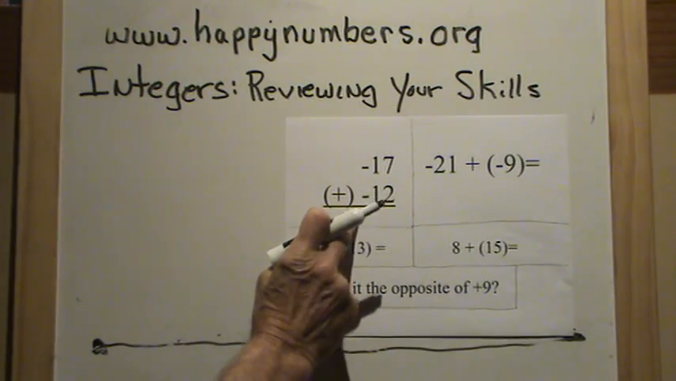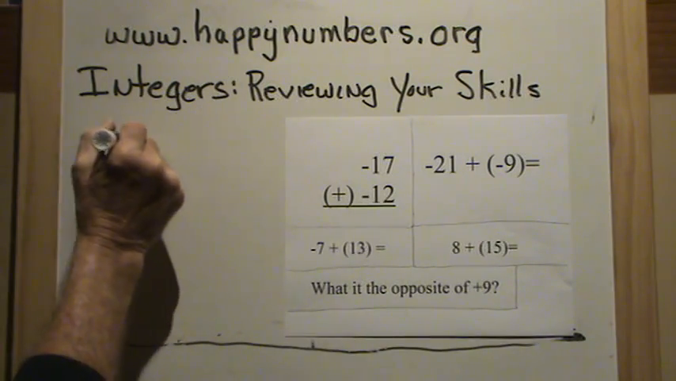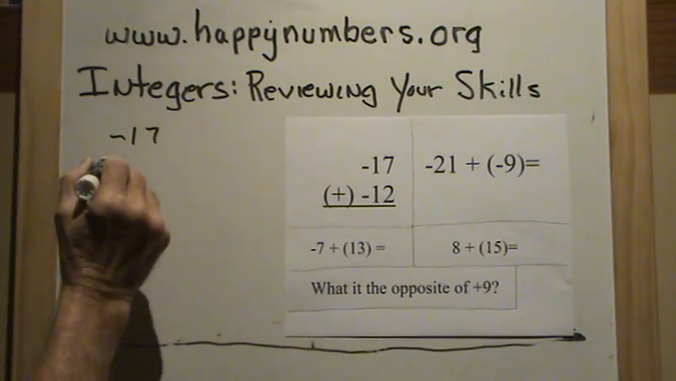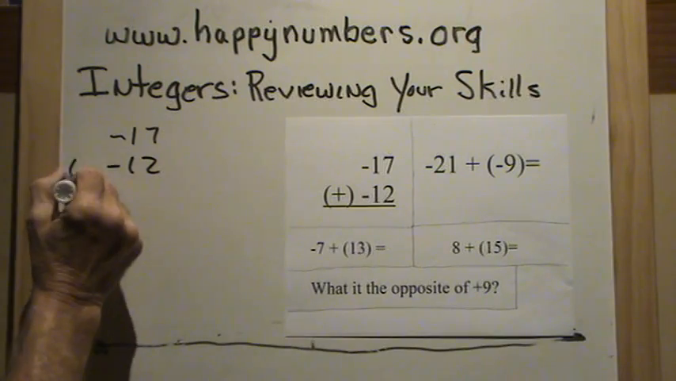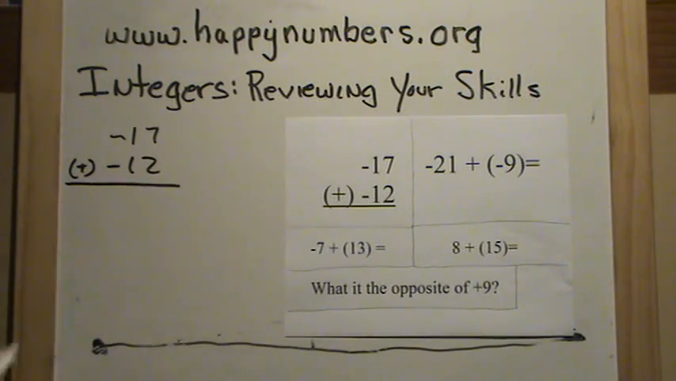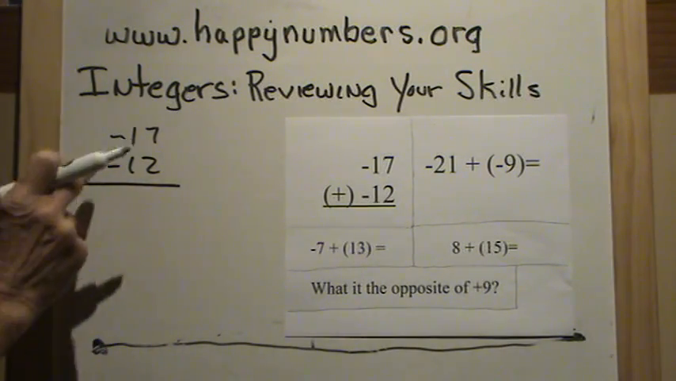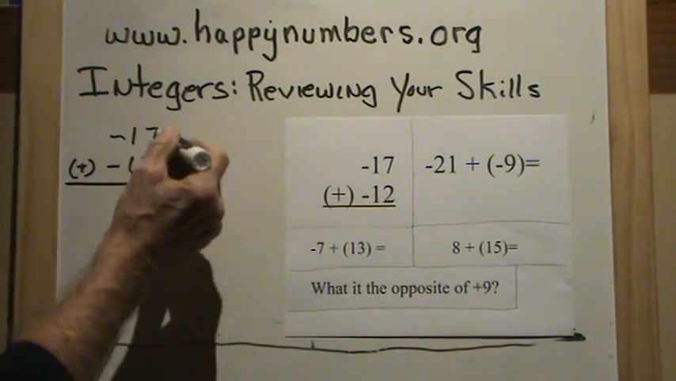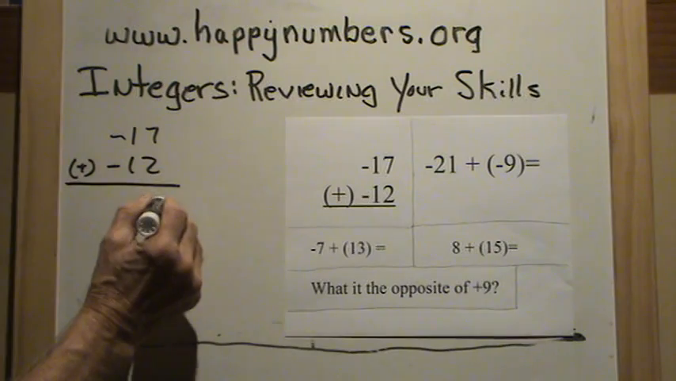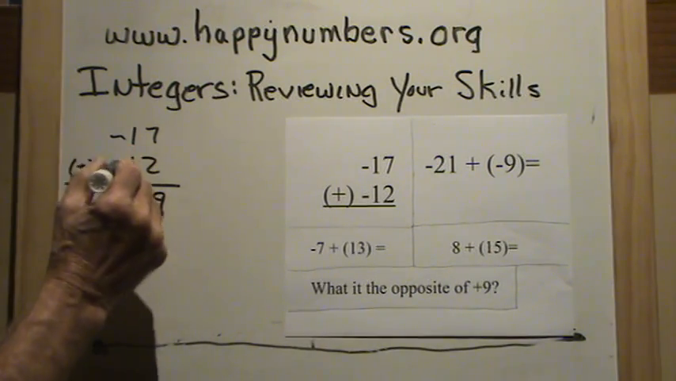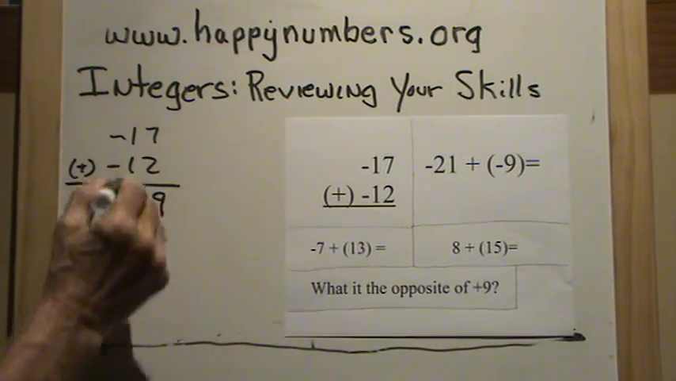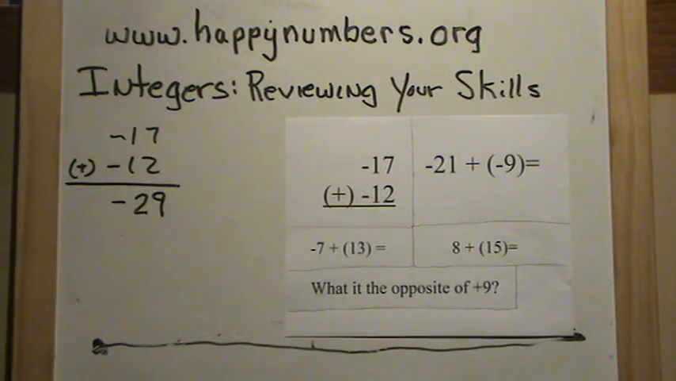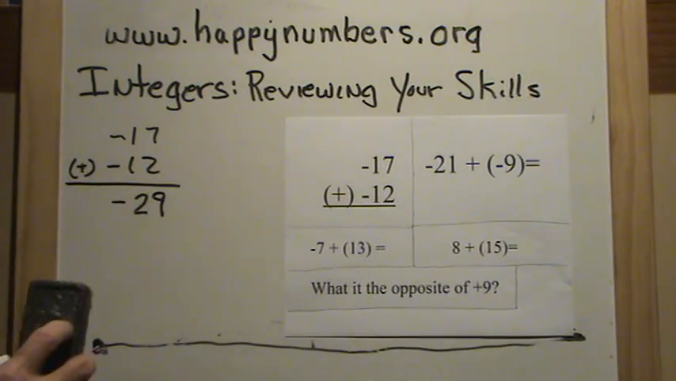Here, we have a negative 17 and a negative 12, and we're adding them. We're adding signed numbers, and the sign is the same. So we just combine the numbers, so it means we add. 7 and 2 is 9. 1 and 1 is 2. We combine the numbers, and we use the similar sign. So negative 29 is the answer to the first problem.